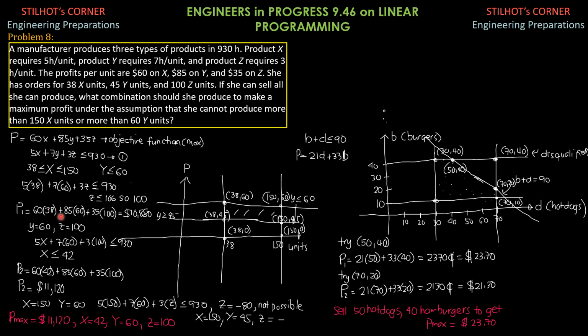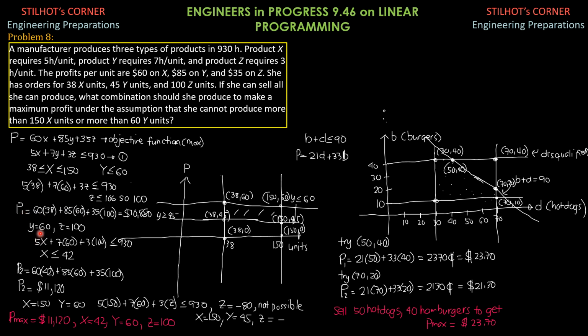X should be as much as possible. We maximize Y because it is the most expensive product among X, Y, and Z. So that's why we maximize Y to be at 60 units, so that we are guaranteed that the profit could be maximum.